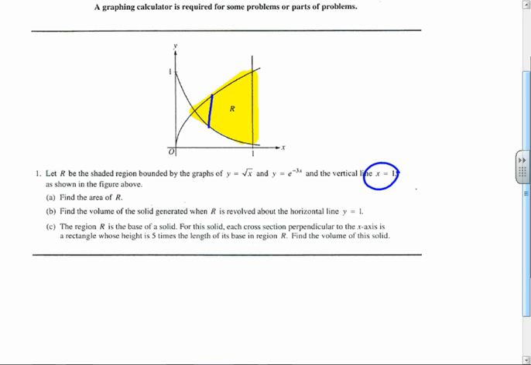I'm going to draw my little rectangle in here. I'm going to label the top curve y1 and the bottom y value y2. So what's the area for one of these? For one rectangle.